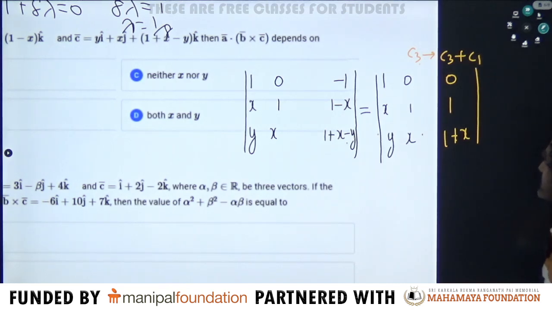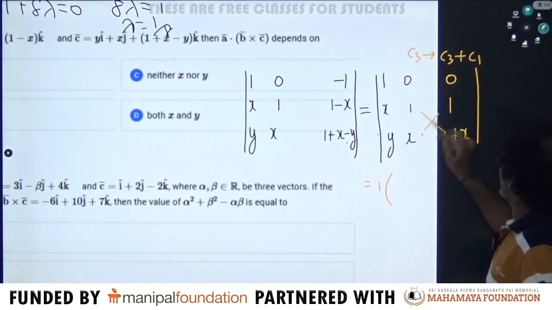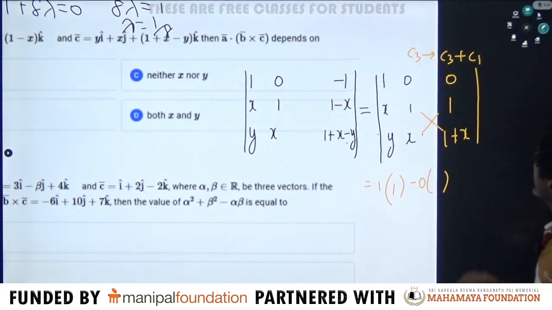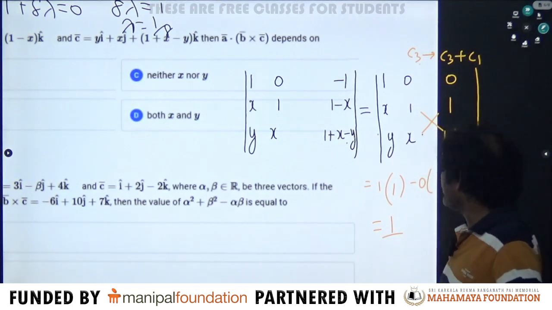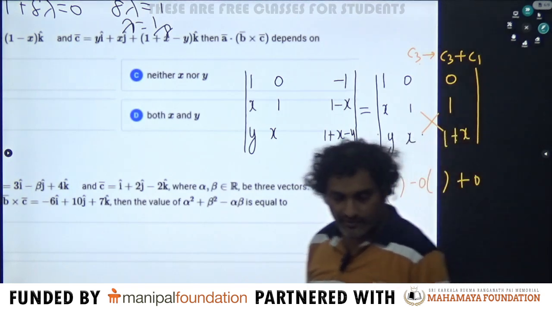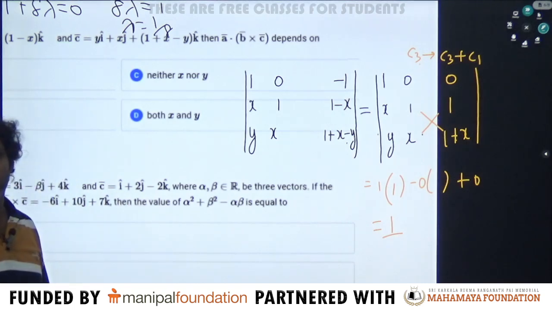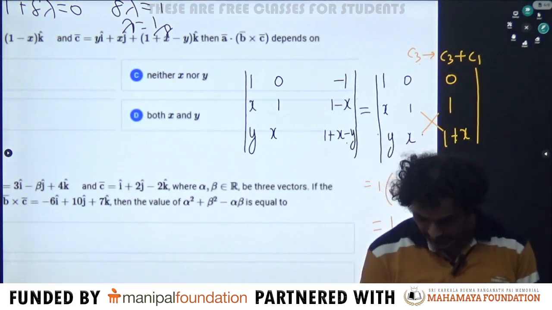Now is it easy to expand? So 1 into this minus x. So 1 minus 0 into whatever is 0, plus 0 into whatever is 0. So the answer is simply 1. That means this value is not dependent on x and not dependent on y, so neither x nor y. So the scalar triple product is neither dependent on x nor dependent on y. That's what they mean. Is that okay?